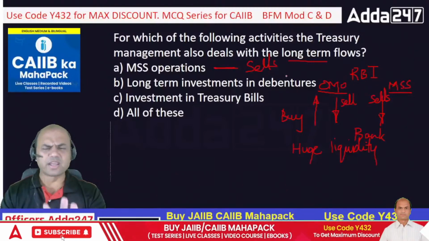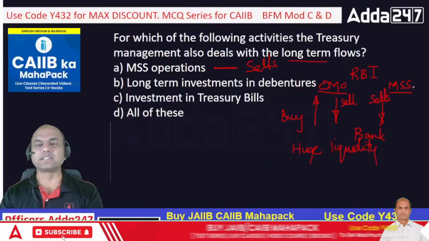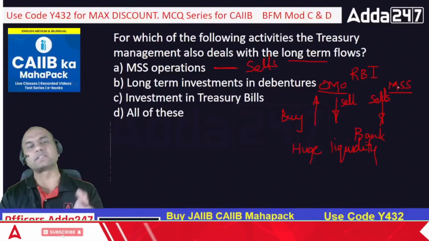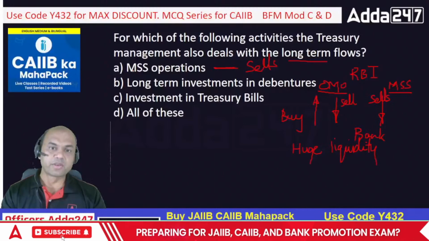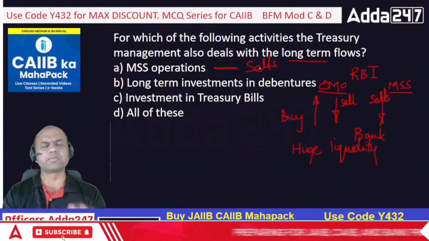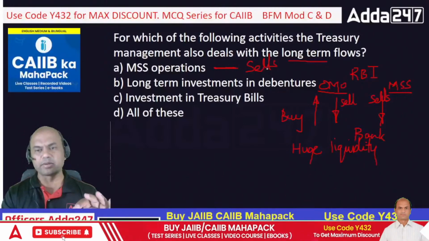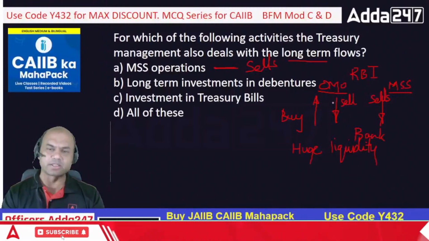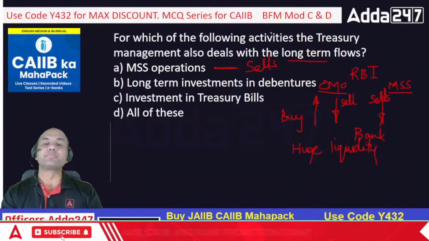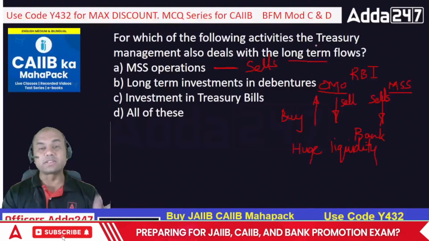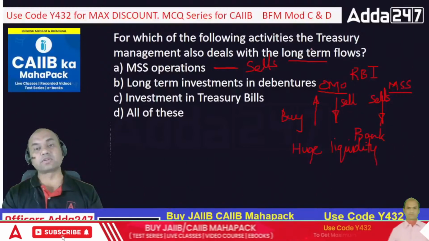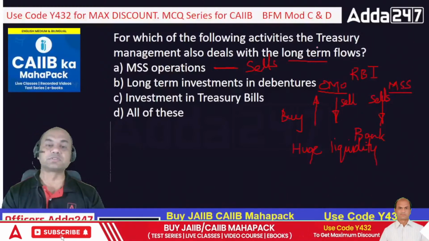Got it, everyone? Enough of this MSS now, because MSS itself is a 2 hours lecture. Okay. So MSS operation, it sells. Remember, only for CAIIB, in MSS, RBI sells; in OMO, RBI does both the things. Okay. So long-term bonds, our basic question has remained far off. Where is the basic question? Basic question was long-term flows.